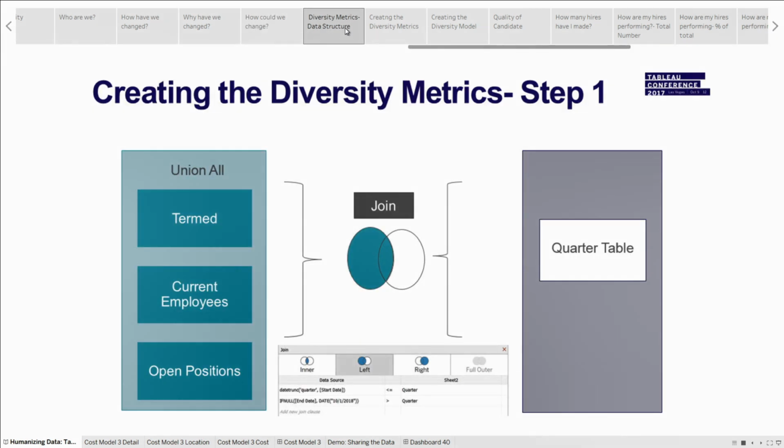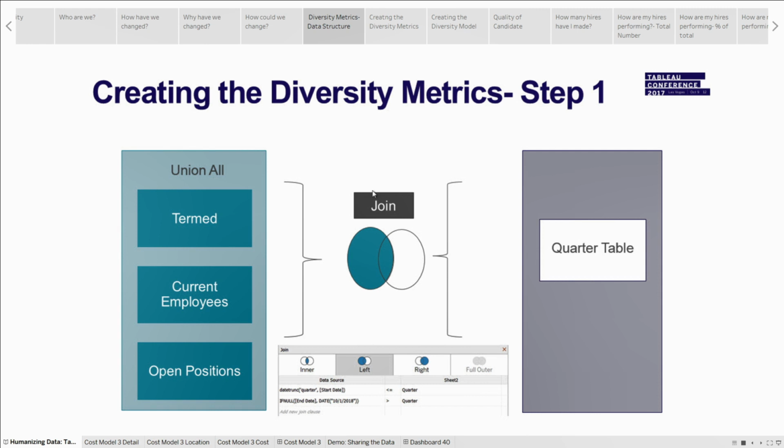So in order to create these diversity metrics, I'm going to show you how we structured the data as well as the calculations that went in behind them. So we took 3 data sources. One was our termed employees, second was our current, and third was our open positions, and we did a union to create the full population.